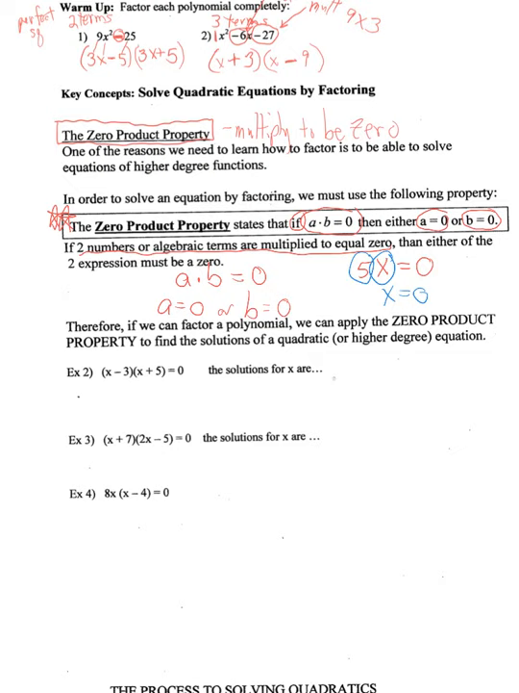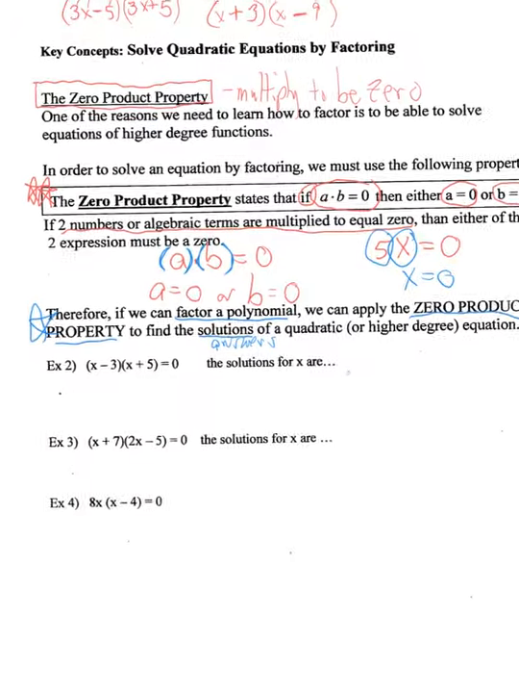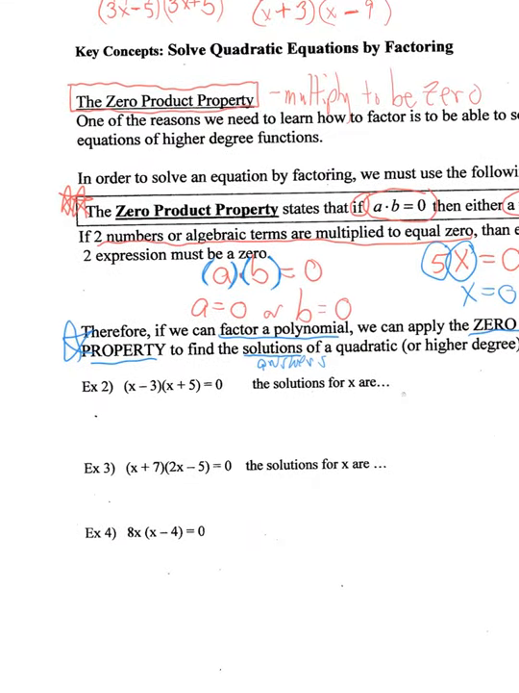Many times we'll have two numbers multiplied to be 0, and usually when we think of multiplying, we think of those parentheses, and that also reminds us of factoring. So it says, if we factor a polynomial, we use the zero product property to find the solutions, to find the answers. So let's look at our first expression.